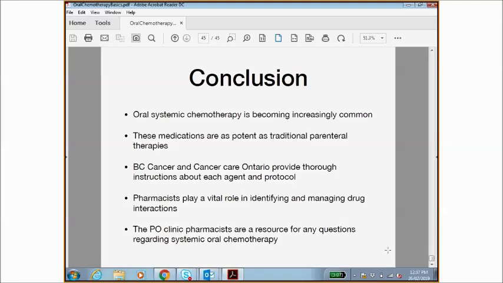Yes, I agree with you, mainly in the community. Yes, with IV, I know there is a checklist, but mainly with PO, if there is a checklist for the pharmacist to go through, it will be safer and more effective as well to dispense the medication.